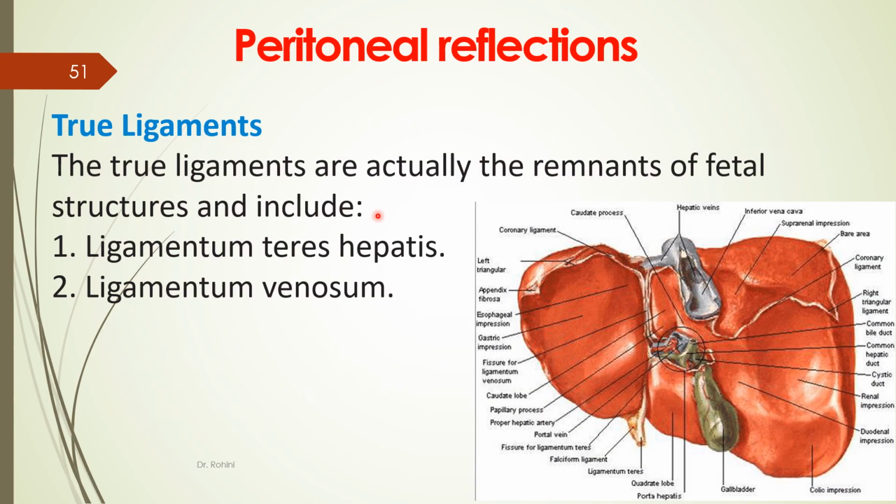Now coming to true ligaments, which I already discussed. True ligaments include those which are present since birth, from fetal life. We have the ligamentum teres hepatis and the ligamentum venosum.